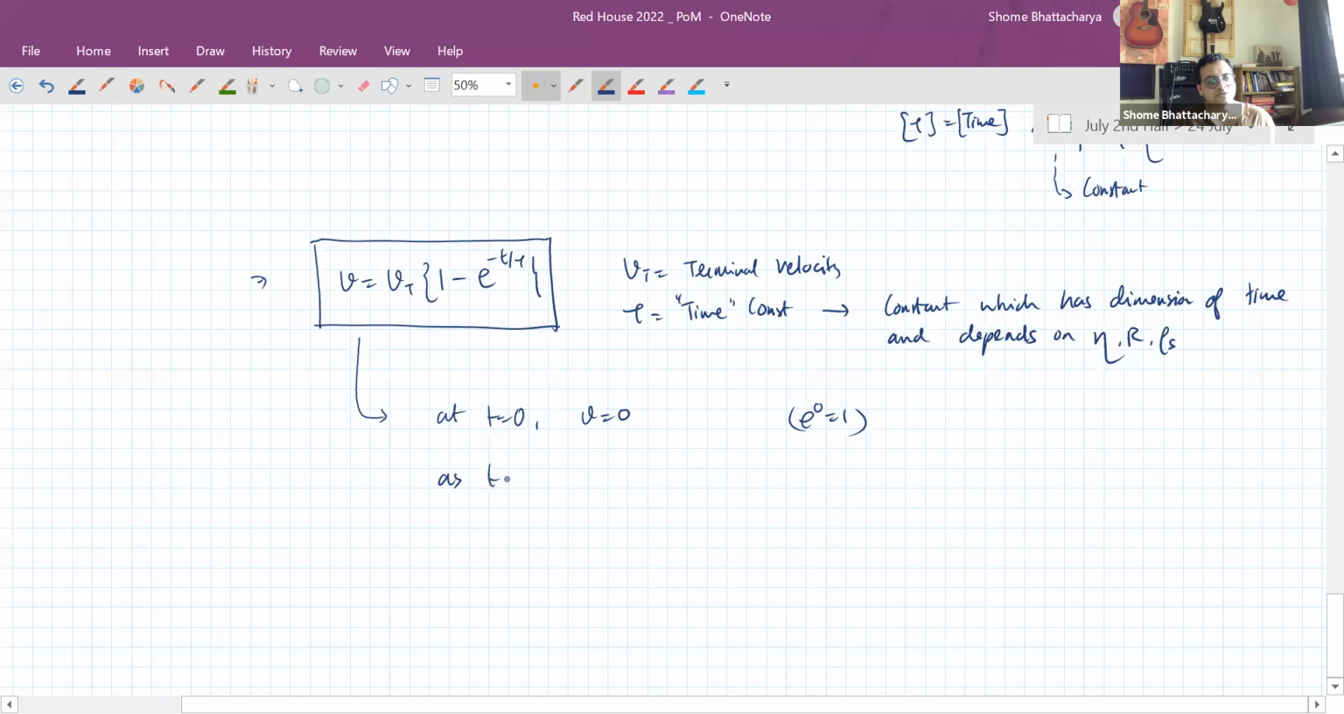Whereas as t tends to infinity, now this is actually a little misleading. It's not that it's infinite time. It's more like when t by tau is very large compared to 1 basically. So what happens is e raised power minus t by tau becomes very small compared to 1. Okay. So 1 minus e raised power minus t by tau, this whole factor tends to become 1. So while we write it like this that t tends to infinity, it actually implies this condition over here. So v becomes terminal velocity.